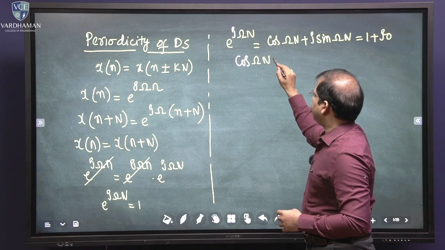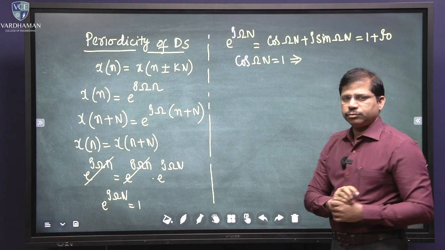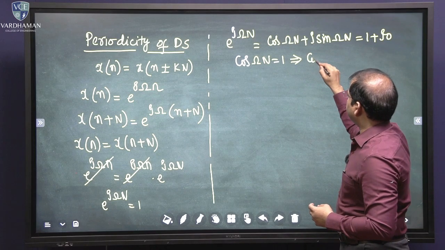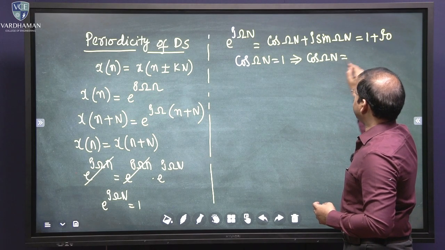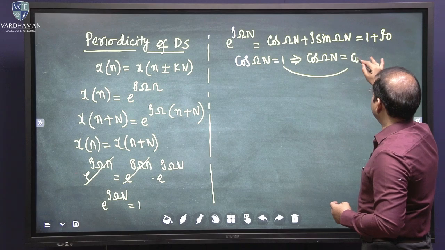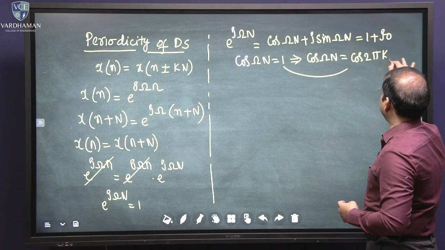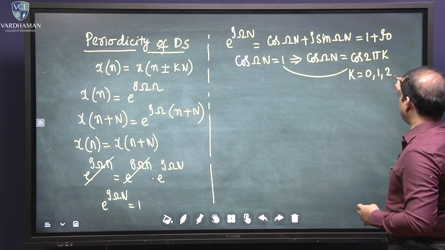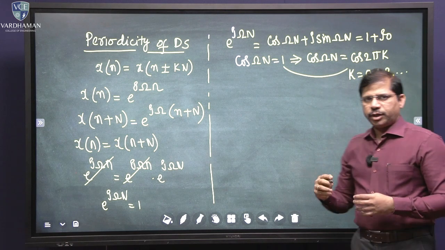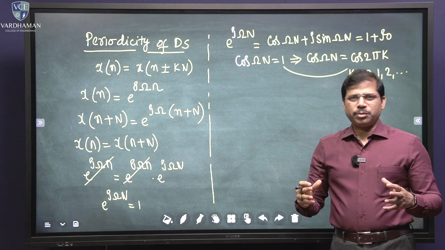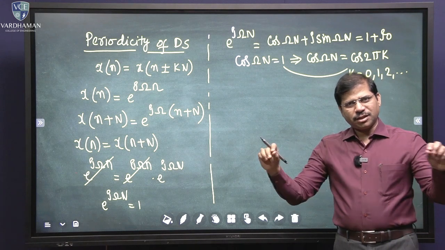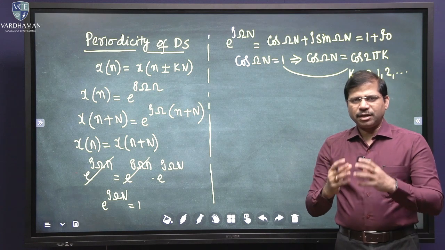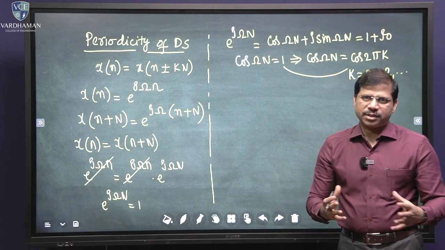Then what happens here? Cos omega N equals 1, which implies that I can write cos omega N equals, how can I understand this? Cos 2 pi k, where k equals 0, 1, 2, 3 and so on. Till this point, if you revise the continuous time domain signals and discrete signals, the derivation is the same. But beyond this, we have slightly different properties for discrete signals.